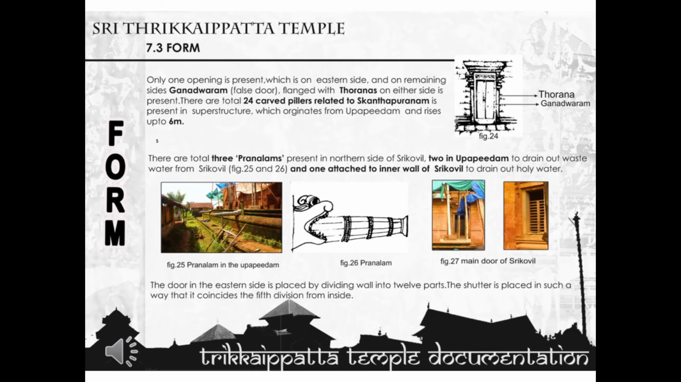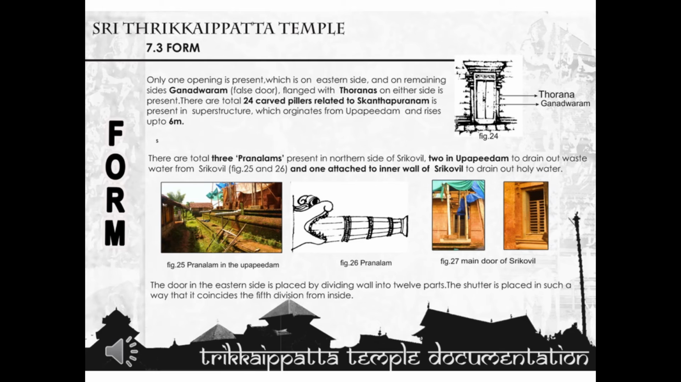One opening is present, which is on the eastern side, and on the remaining sides, Gandhadwara, that is false door, flanked with tornas on either side is present. There are total 24 carved pillars related to Skanda Purana present in the superstructure, which originate from Upapeedam and rise up to 6-meter height. There are total 3 pranalams present on the northern side of Srikovil, 2 in Upapeedam to drain out wastewater from Srikovil, and 1 attached to the inner wall of Srikovil to drain out the holy water.